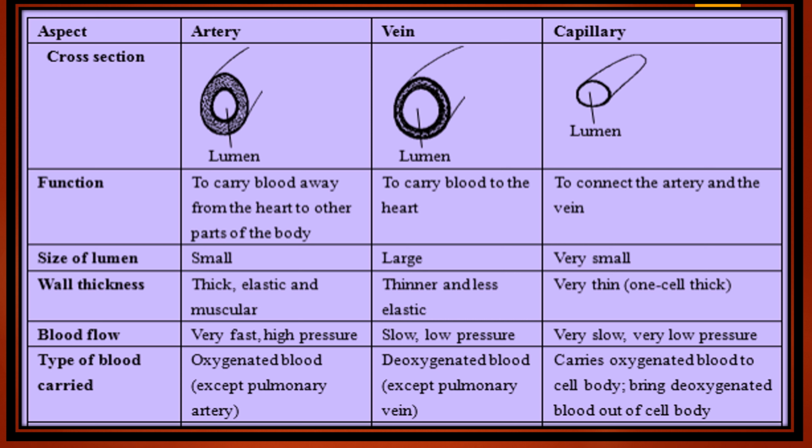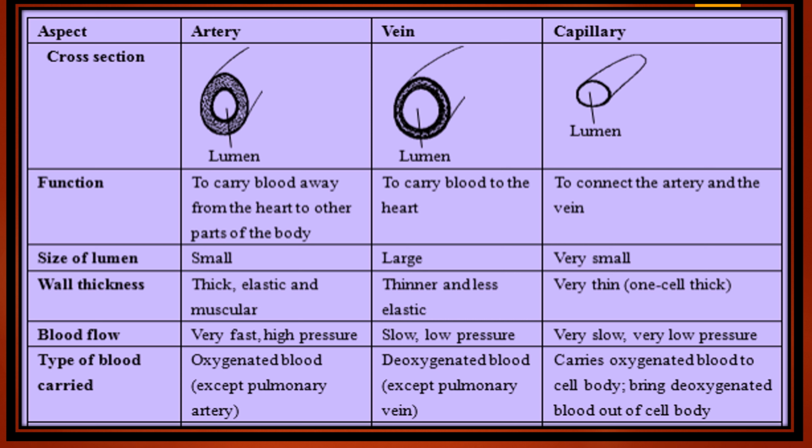The function of arteries is to carry blood away from the heart to other parts of the body. The function of veins is to carry blood to the heart, and the function of capillaries is to connect the arteries and the veins. The lumen: arteries have a small lumen, veins a large lumen, and capillaries a very small lumen. The wall of an artery is thick, elastic, and muscular. Veins are thinner and less elastic, and capillaries are very thin, one cell thick. Blood flow in arteries is very fast because of high pressure, in veins it is slow because of low pressure, and in capillaries it is very slow because of very low pressure.